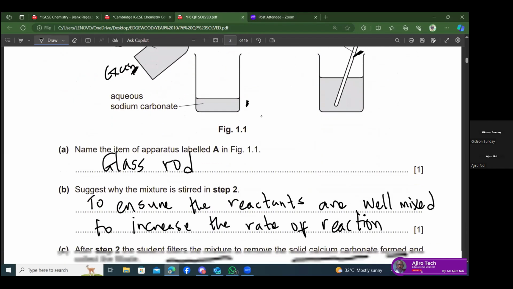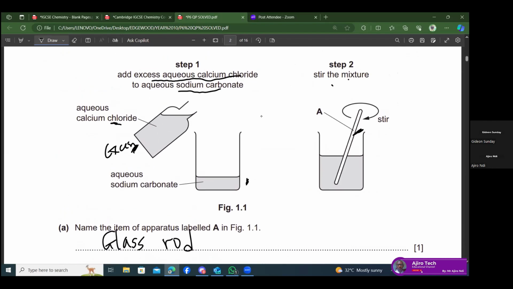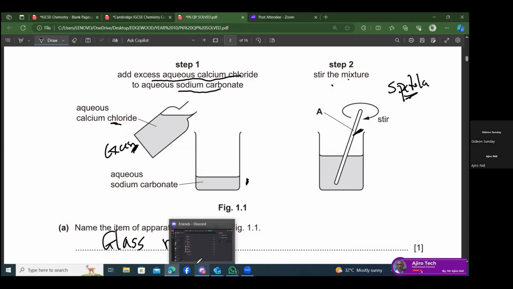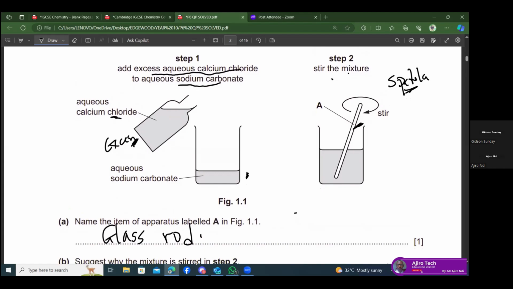Now, the first question is saying, name the item of apparatus labeled A in figure 1.1. So you can see the apparatus labeled here, and you have to name it. Now, some will say spatula. It's not spatula. Spatula is wrong because spatula is not used for stirring. What we basically use for stirring is the glass rod. So the glass rod is used for stirring and not the spatula. Like I said when I was introducing the tips for paper 6, you have to know the apparatus and their accurate uses, so you don't make use of the wrong apparatus for certain functions. All right, so that's for the first question. We'll go ahead to the second one.